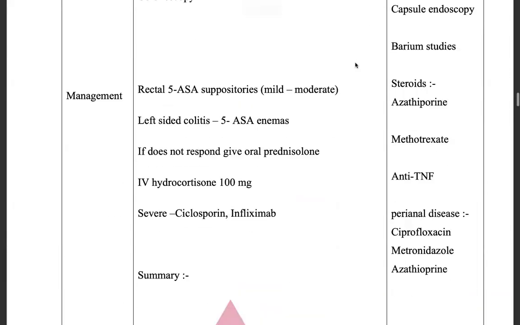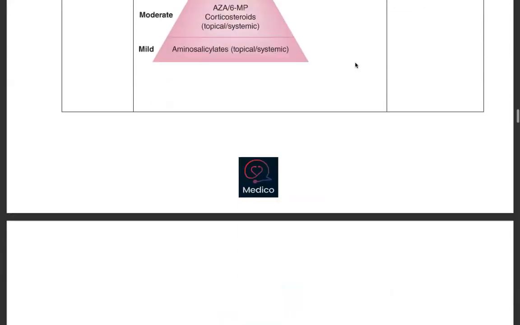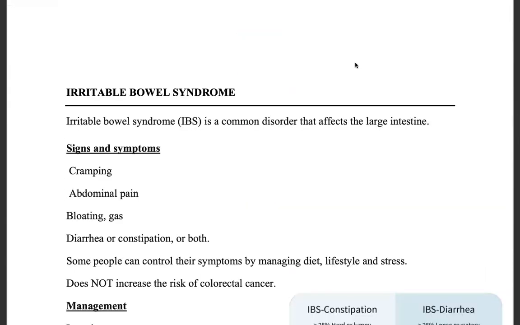Okay. And now moving on to irritable bowel syndrome. This irritable bowel syndrome is another functional class of bowel diseases, functional diseases. Okay, actually they present with non-specific symptoms. Sometimes a patient with irritable bowel syndrome might have other kinds of psychological or physical traumas.